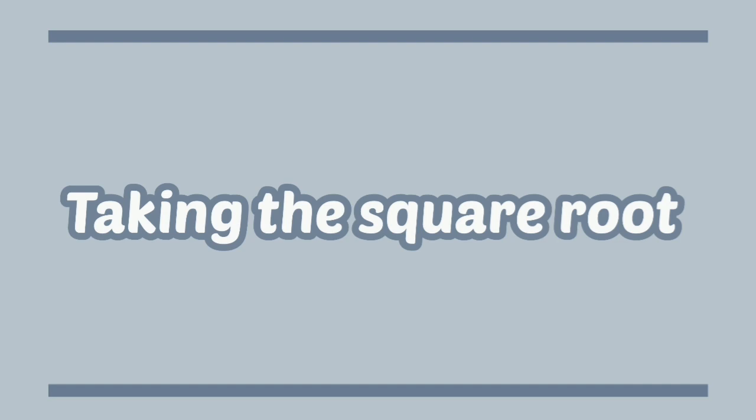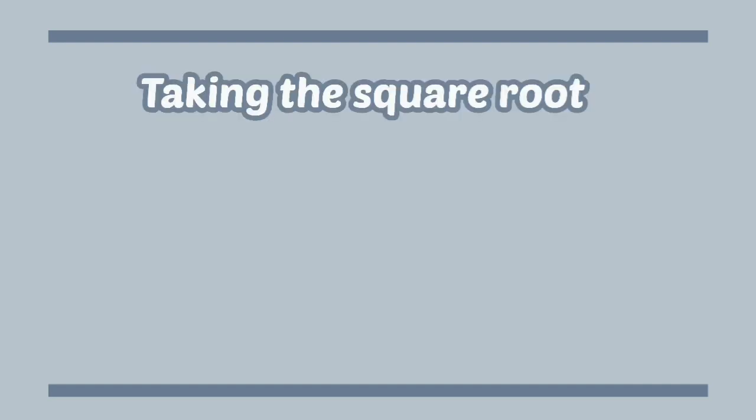And next, last but not least, taking the square root, in which the equation has a perfect square on one side and a number on the other side. Here, we can take the square roots of both sides to solve for x of the equation.